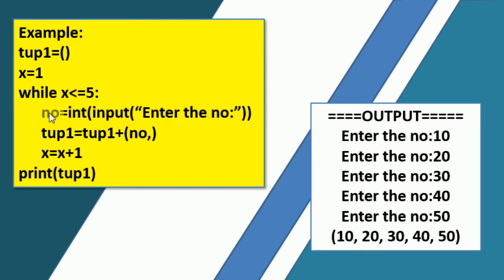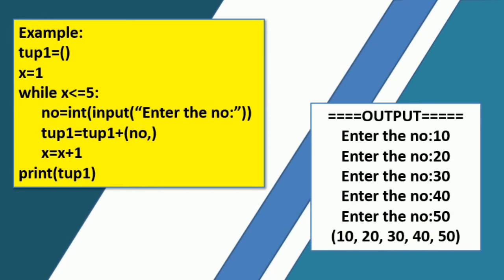This variable is going to accept the values from me like this, 10, 20, 30, 40, 50, and this line tup1, the empty tuple, is equals to tup1 plus no comma. That means whatever value is inside that is going to be joined or concatenated with tup1 and stored inside it, and this line x equals to x plus 1 is going to execute this loop 5 times. When I display this line tup1, it displays me the tuple. Here it is as shown.